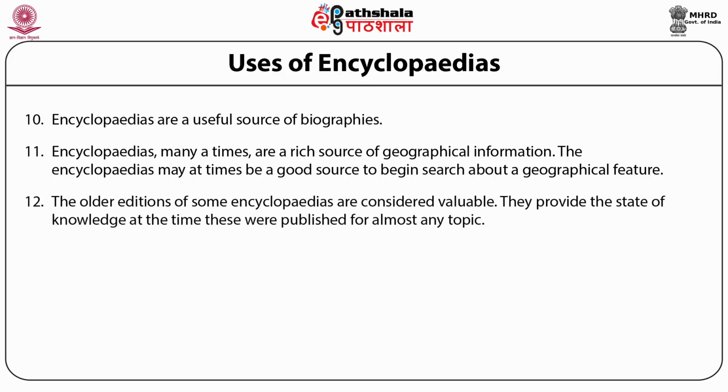Even the older editions of some encyclopedias are considered valuable. They provide the state of knowledge at the time these were published for almost any topic. These topics or areas may not even be included in the later editions of the encyclopedias. In such a condition, these are of greater value. For example, Encyclopedia Britannica's 9th and 11th editions are often cited as examples for their scholarly articles.